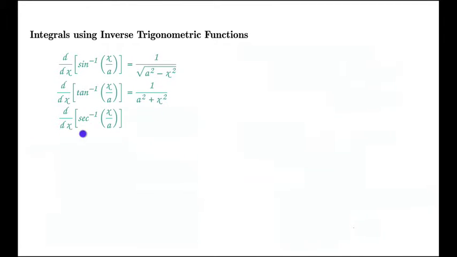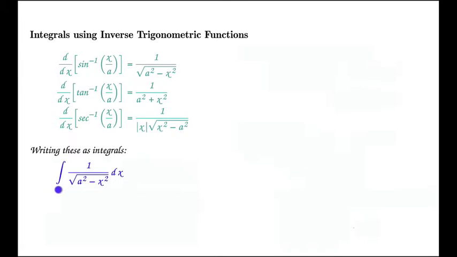And we'll also look at the derivative of the inverse secant of x over a, which is 1 over the absolute value of x times the square root of x squared minus a squared. These are our three main inverse trig functions that we'll be dealing with. Now we can take these derivative rules and rewrite them as integration rules. So rewriting these as integrals, we're going to integrate our right-hand sides.